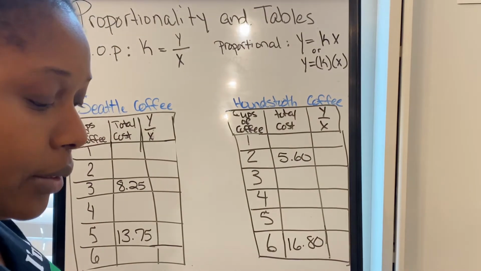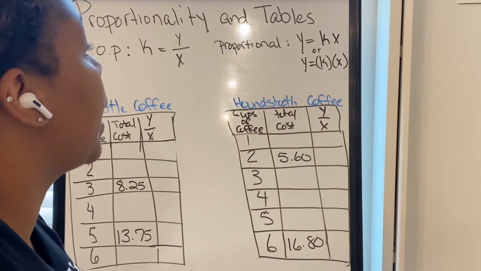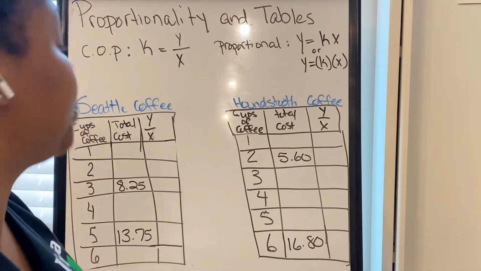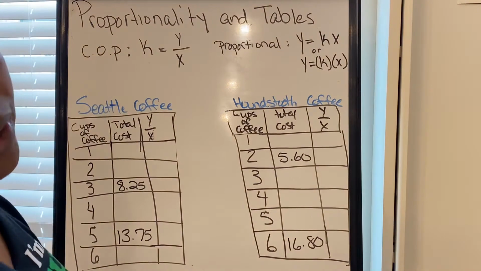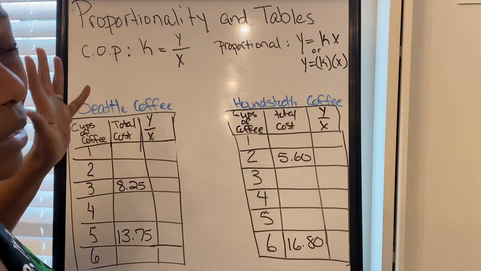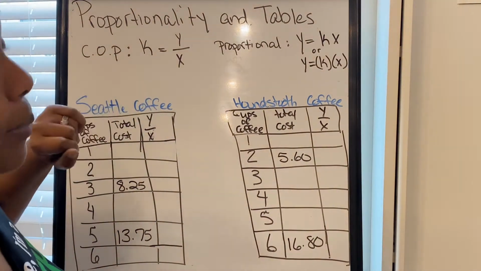Okay, so here is the next video. Now we're going to look at proportionality and tables, okay? So when we talked about the video before, the constant of proportionality, that's the COP. Looks like cop. But that's the COP.